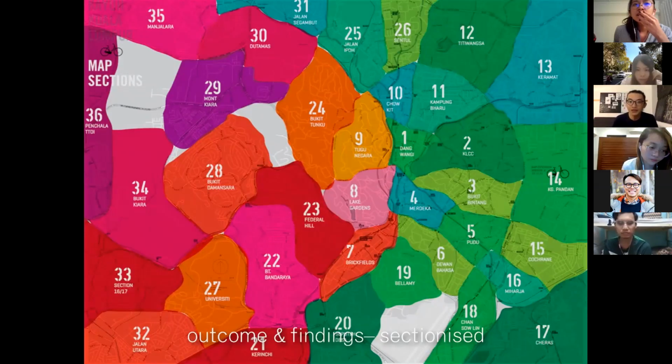And each of this section denotes how that part of the city is built. So it also shows you the new barriers, which are the new highways and major roads that actually cut up communities.